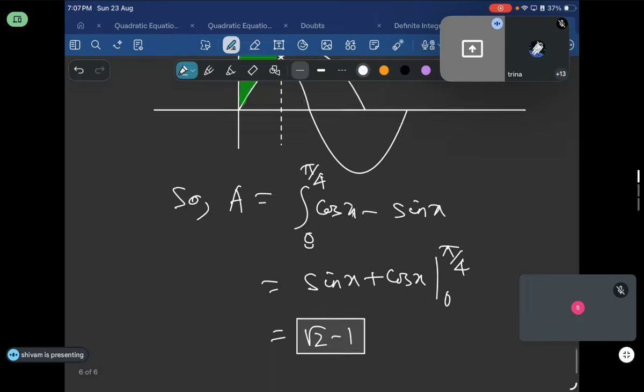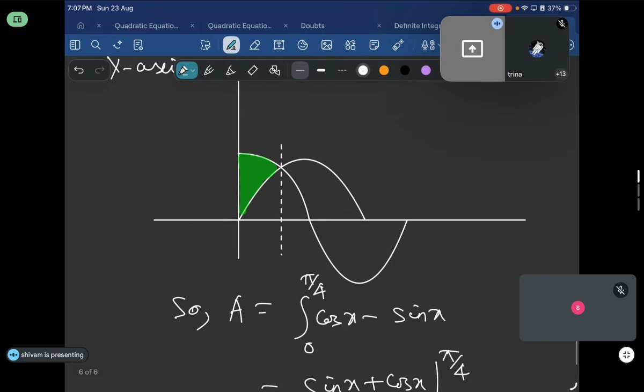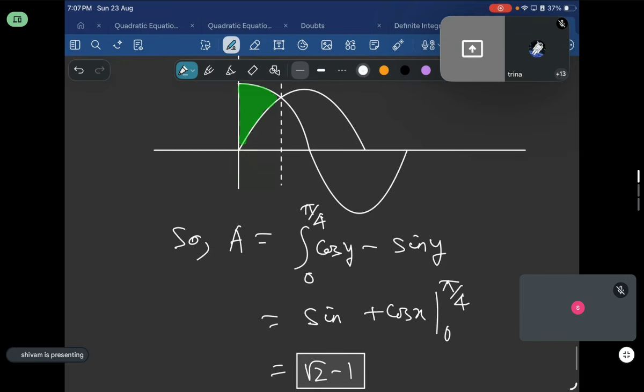Actually, to be precise, it should be cos y only because we are taking the horizontal strip. But you know that x and y are dummy variables for integration, so it does not matter whether you take x or y or anything.